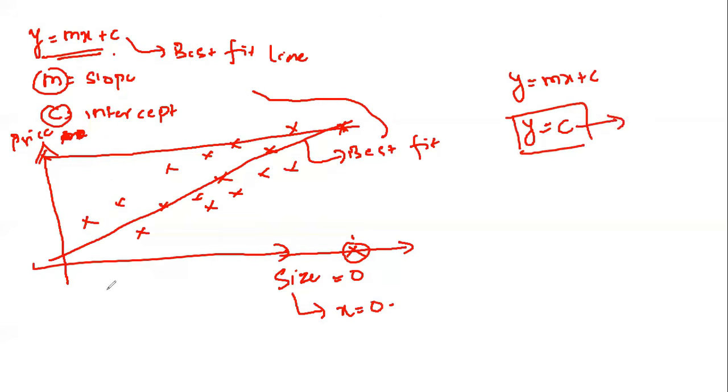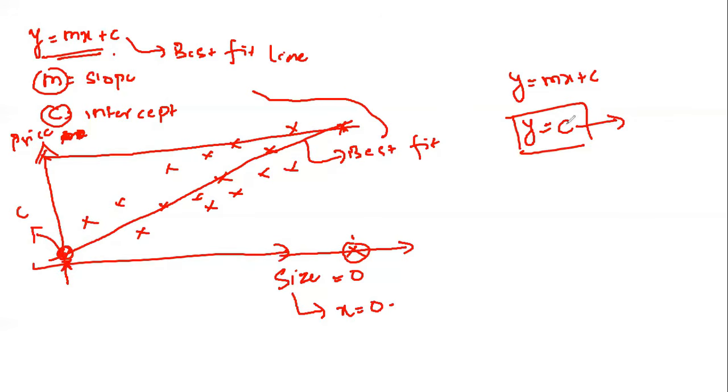And this basically indicates that when my size is 0, at this particular point, the price points to the y-axis. So this particular point in this equation is my c, which is my intercept. So when my size is 0, the point that I have on the y-axis for the price is called c.